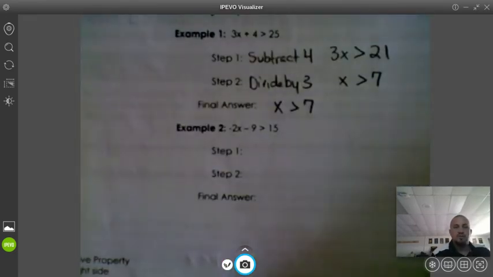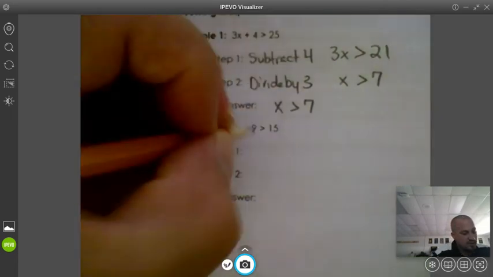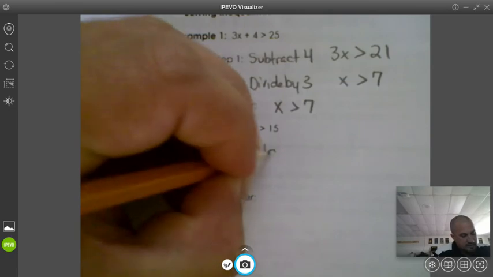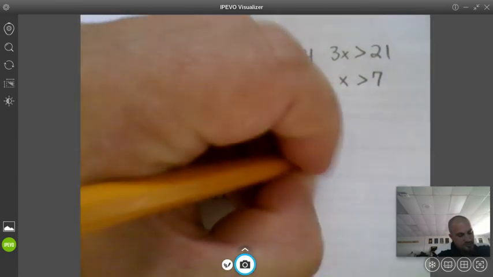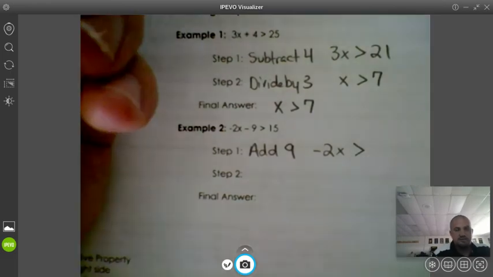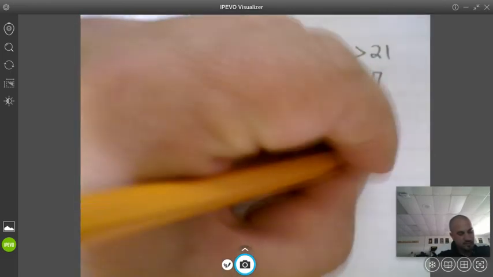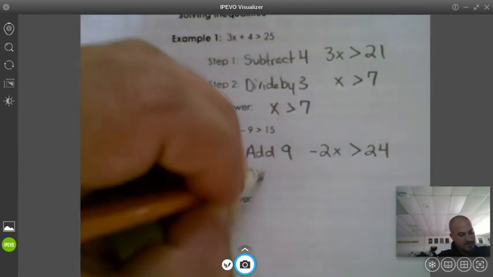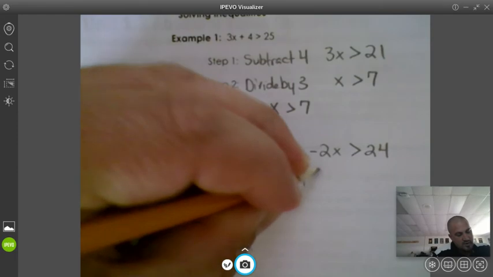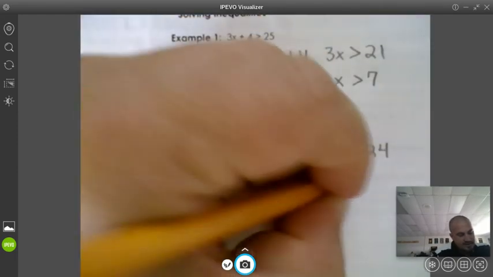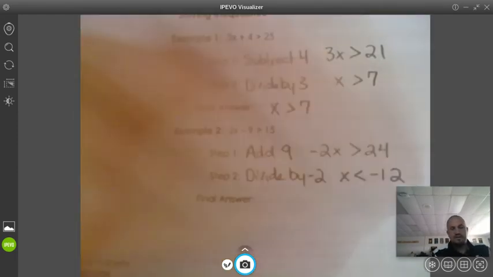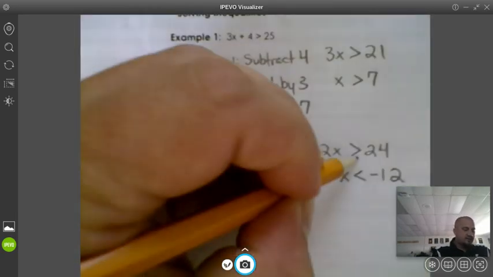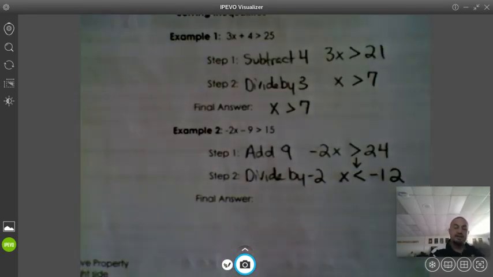Okay, let's go to example number 2. Negative 2x minus 9 is greater than 15. Step 1, we want to add 9. So we get negative 2x is greater than 15 plus 9 is 24. And then in step 2, we want to divide by negative 2. When you divide by a negative, it is going to flip your inequality sign. So instead of greater than, look at what happened. It changes to less than. So 24 divided by negative 2 is negative 12.